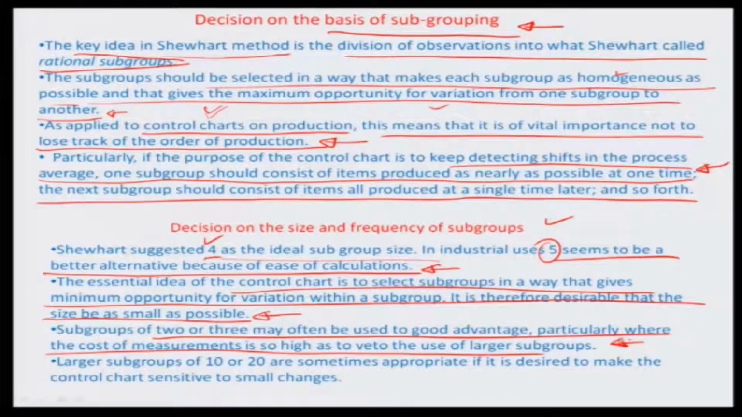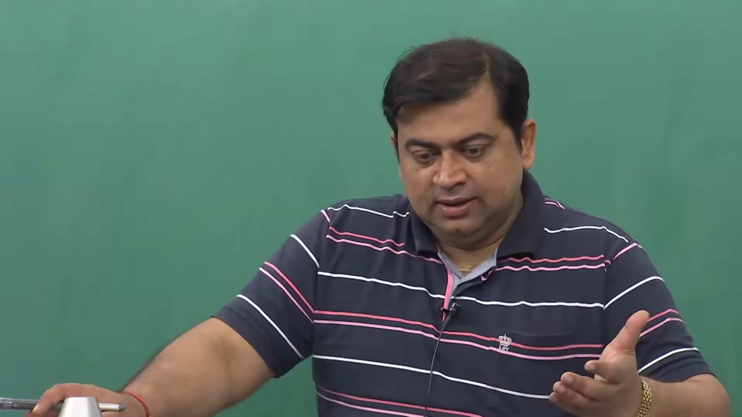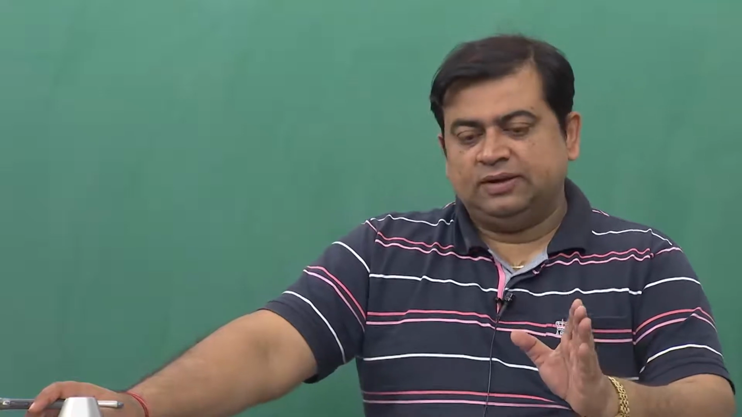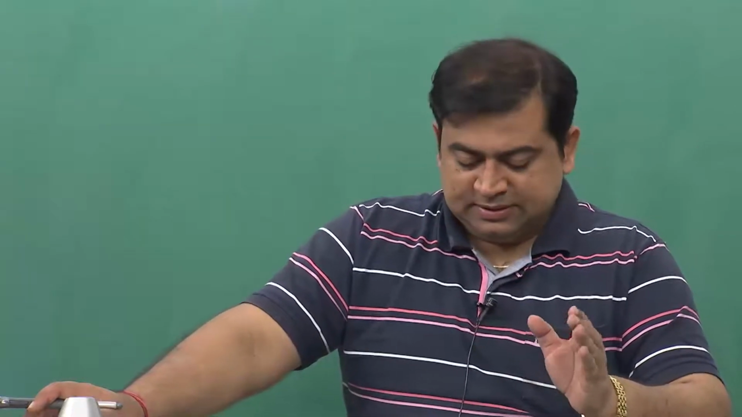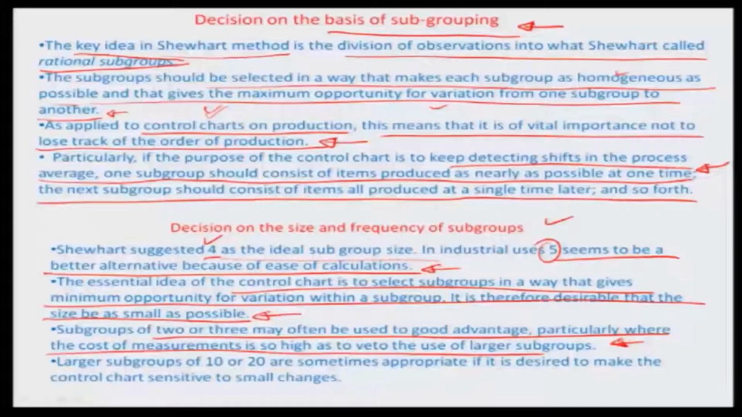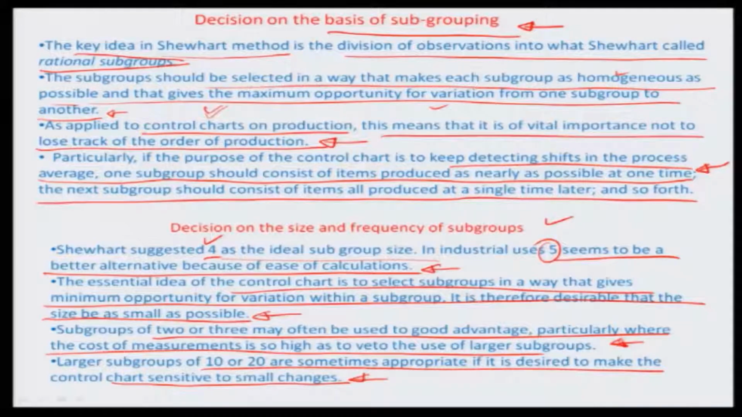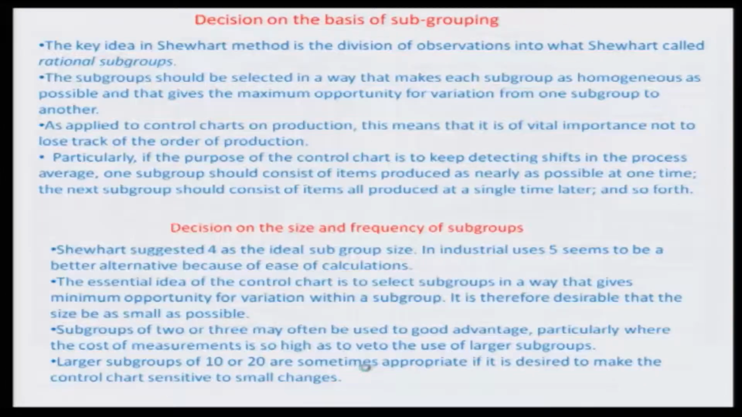The only thing you have to be worried about is that the subgroup has to be representative of the population. That is really the challenge that a line supervisor who is doing this recording faces, and that's where the experiential domain knowledge comes into the picture, through direct association with the process. Larger subgroups of 10 or 20 are sometimes appropriate if it is desired to make the control chart sensitive to small changes, but generally the principle followed is a subgroup of not more than 5 or so.